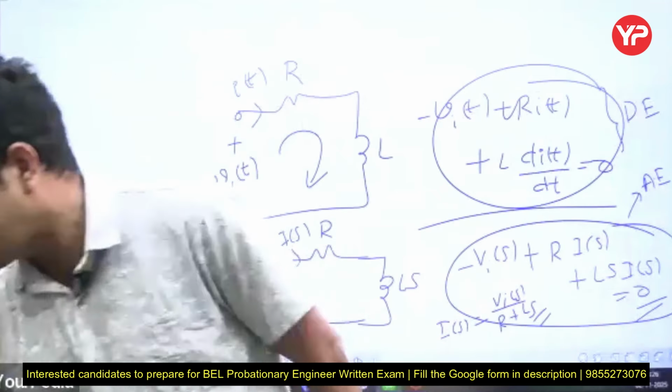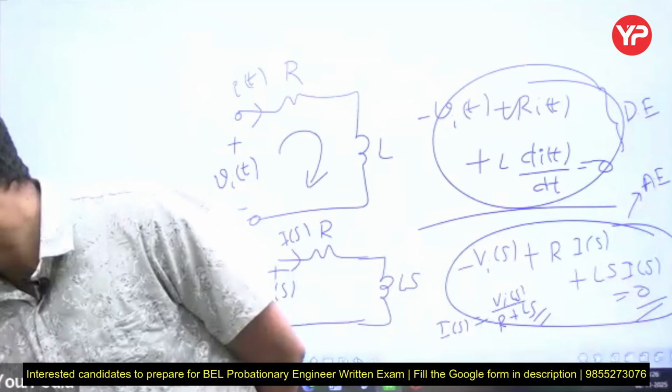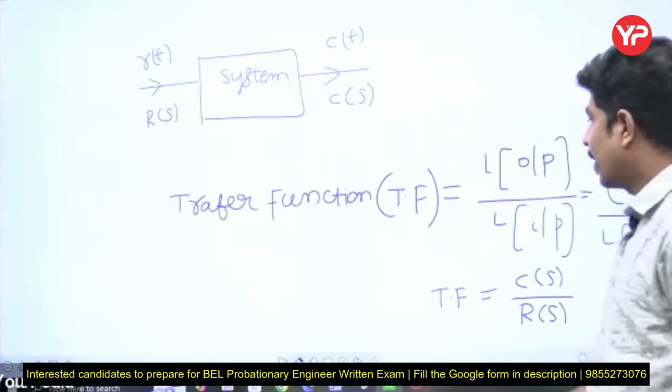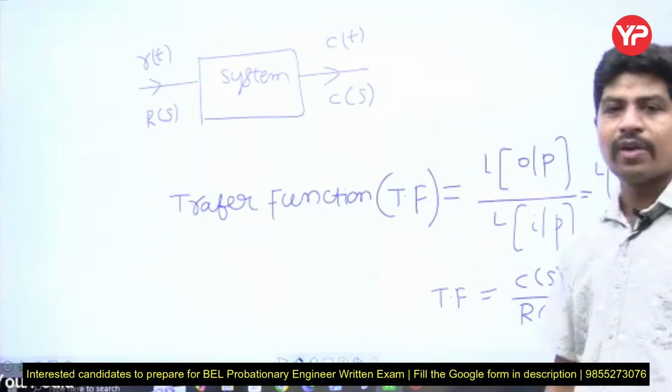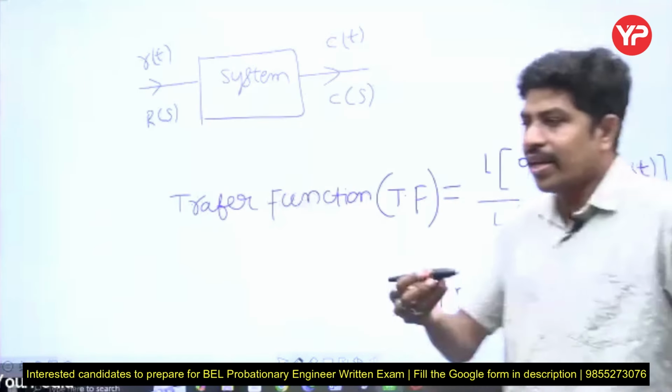Okay, for everything we have reasons. Without reason, nothing will be discussed. Everything has its own reason, but now I'm not going into that depth, which is not required for you. Okay, transfer function is equal to C of s by R of s. Now I'm back at this example.